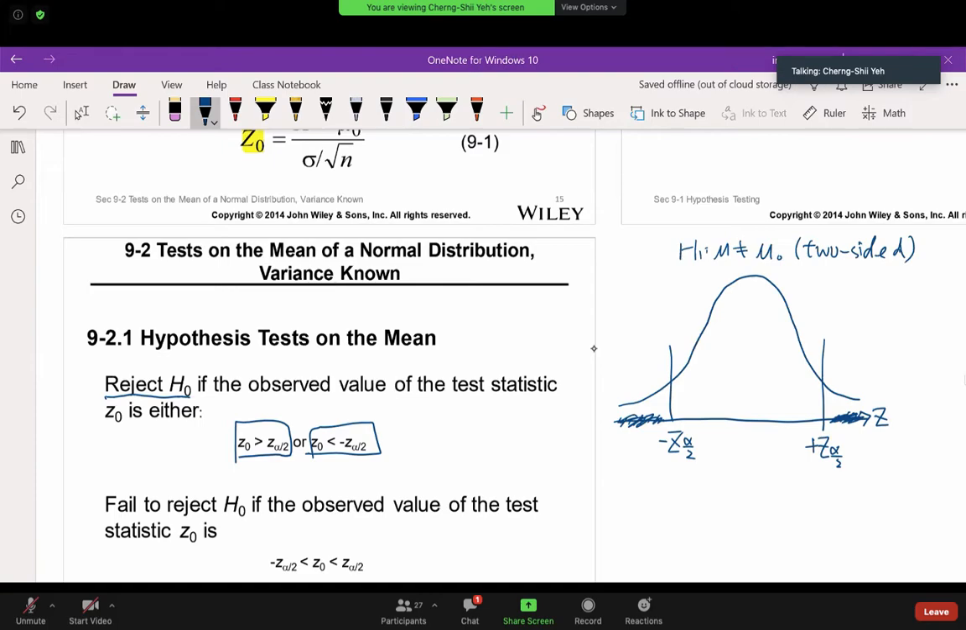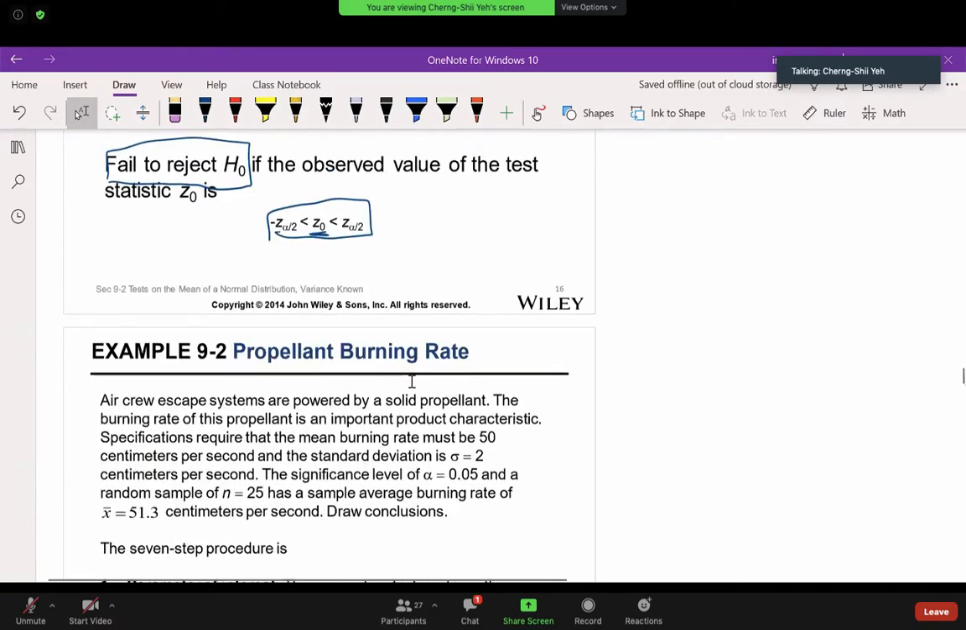Or if my sample statistic is located within this confidence interval, in other words, it's located somewhere around here, this is what we believe our process is, and our actual sample confirms that the information is consistent. If that's the case, we fail to reject the null hypothesis. In other words, we conclude that our actual process is exactly the same as how we established it. Okay, two different ways to draw a conclusion. Let's take a look at an example.